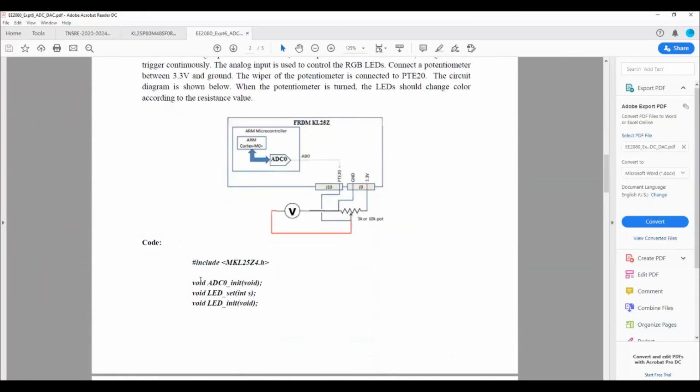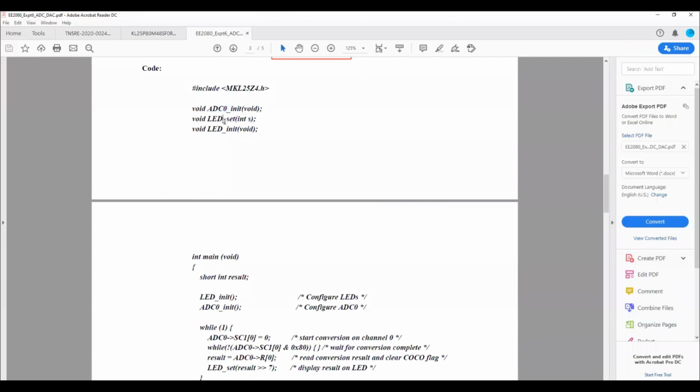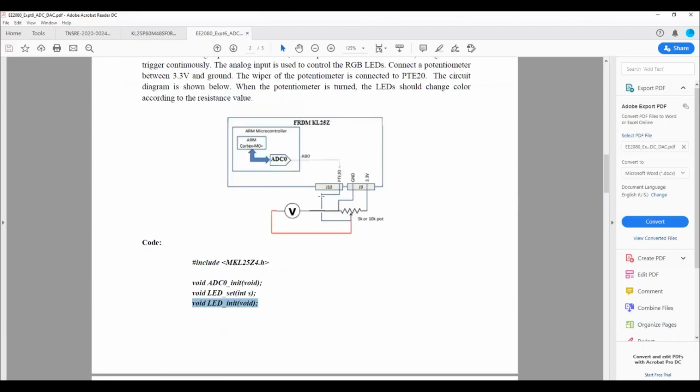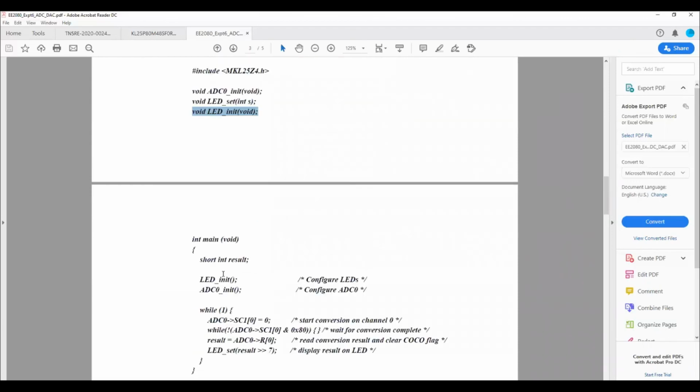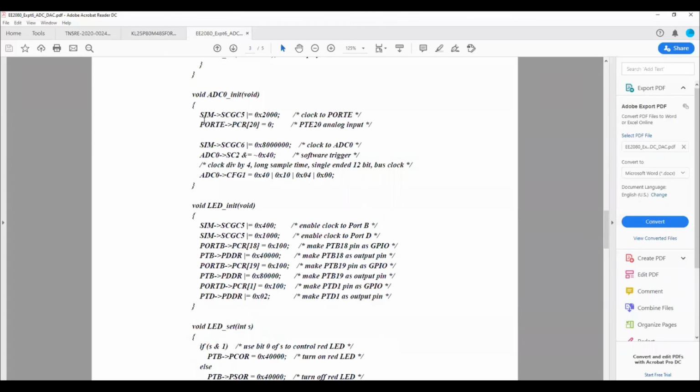And this is the code, how it looks like. Of course, you have to include the header library where all these are initialized, ADC 0. So this is the initialization for the ADC. Then this is just to set some LED. And this is actually to initialize this input. So let's see how it looks like. In the main, I'm going to initialize the ADC and this. So let's actually see how the ADC is initialized.